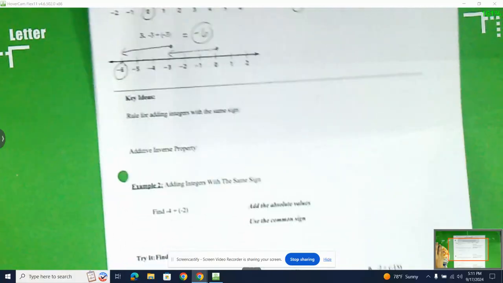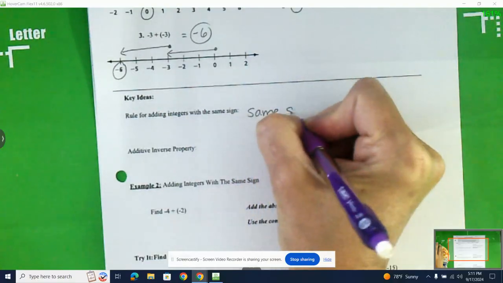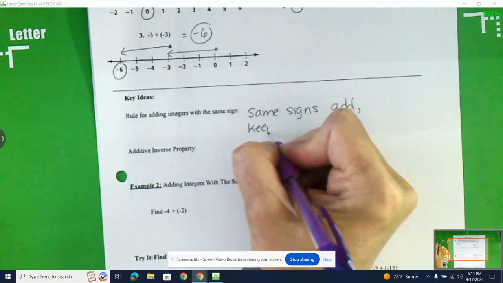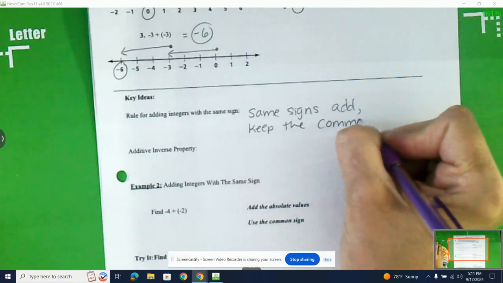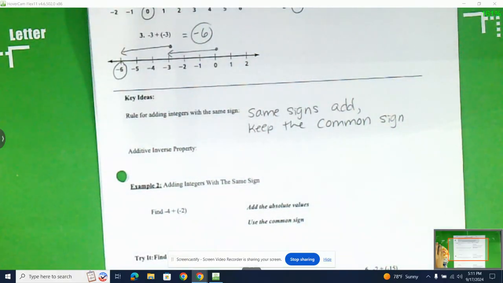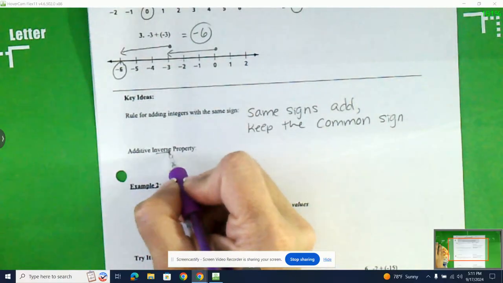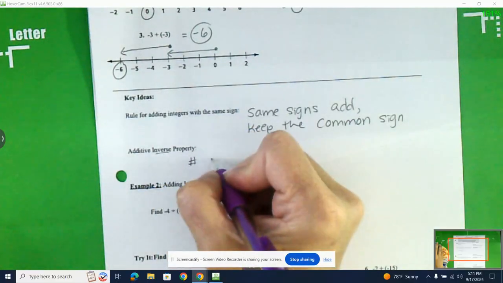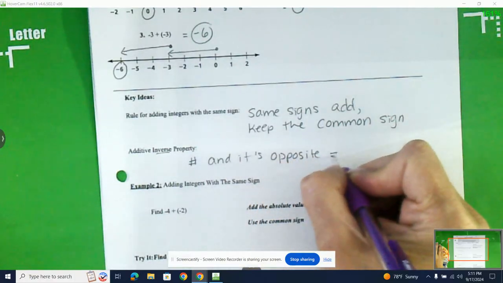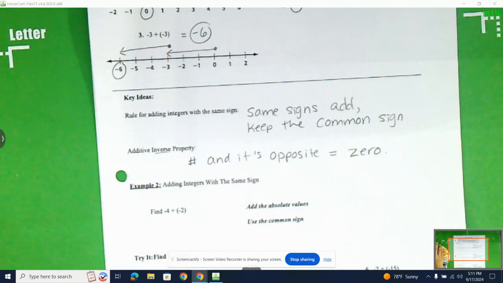All right, some key ideas to remember, rules for adding integers with the same sign: same signs add, and then you're going to keep the common sign. If they're both positive, your sign will be positive. If they're both negative, your sign will be negative. The additive inverse property, we have the word inverse there, means that a number and its opposite equals 0. So any number plus its opposite is going to be 0. And that's our idea of the 0 pairs.